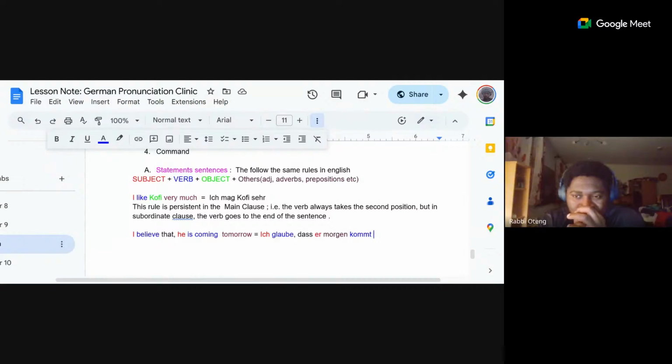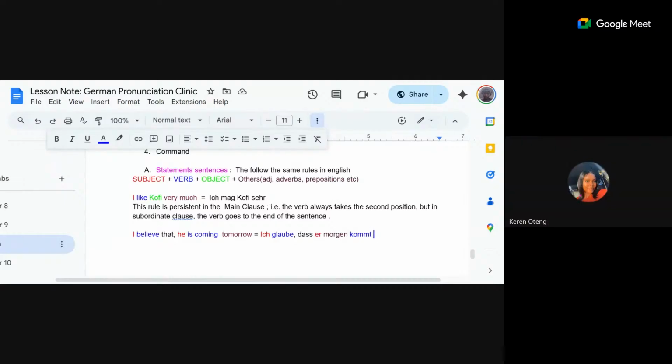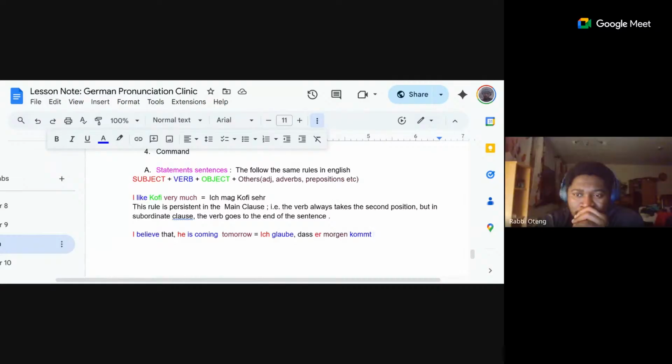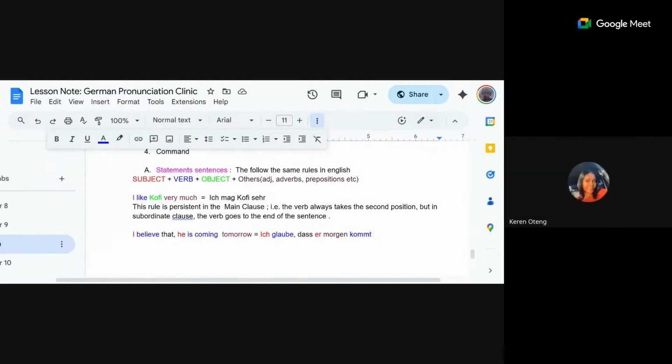Klar. Yeah, but in these two clauses, can you start with it tomorrow or you can't?